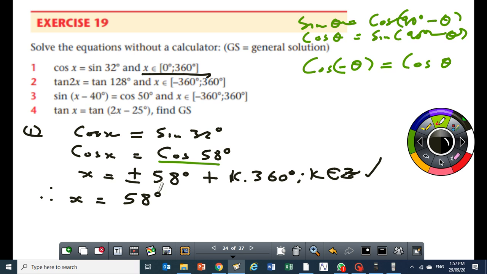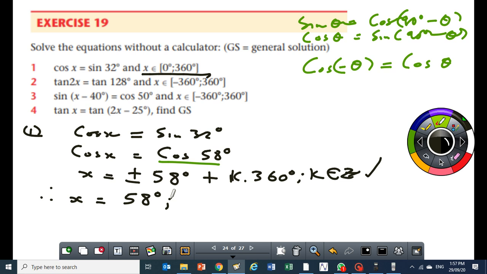Okay? Now, if you know your co-ratios very well, if you put 58 here, cos 58 is the same as sine 32. Okay? Then the other value of x, I've used 0, so I now need to substitute k equal to 1. If I put k equal to 1 here, I'll get 1 times 360. But here there's a plus or minus. I don't want the plus 58 because plus 58 plus 360 gives me a value which is above 360. I don't want that. So I'll say minus 58 plus 360.